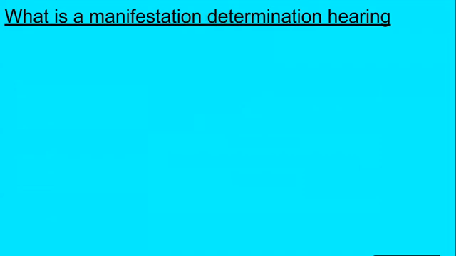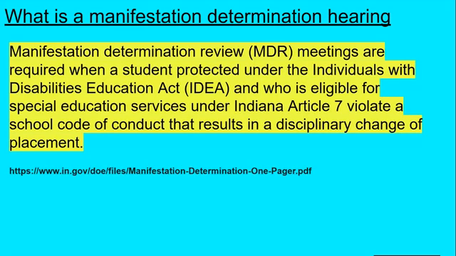Well, before we can get to the timelines, we need to first understand what a manifestation determination hearing is. I've done a video over this type of conference, but for those of you who may not remember, or those of you who are new to the channel, a manifestation determination review, or MDR, meeting is required when a student protected under the Individuals with Disabilities Education Act, also known as IDEA, and who is eligible for special education services under Indiana Article 7, violates a school code of conduct that results in a disciplinary change of placement.